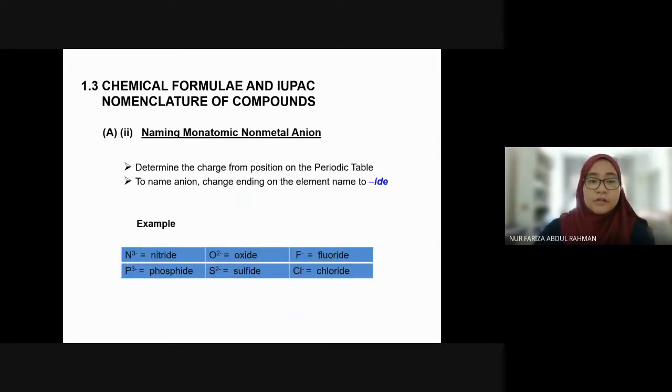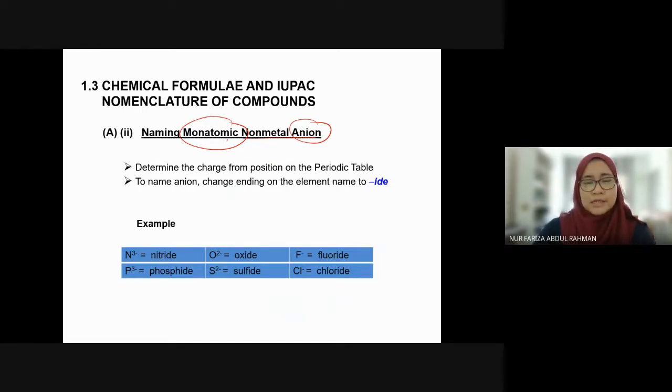All right, so just now is the cation. Next, we have the anion. How do we name the anion? Naming monoatomic non-metal anion. We know that anion comes from non-metal.